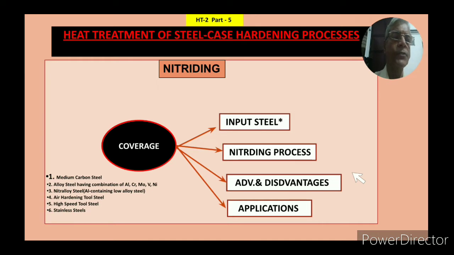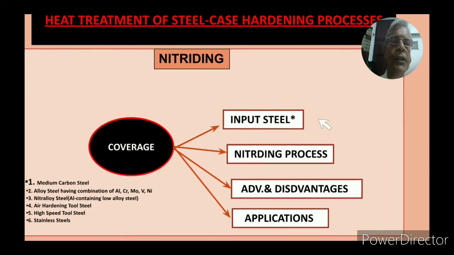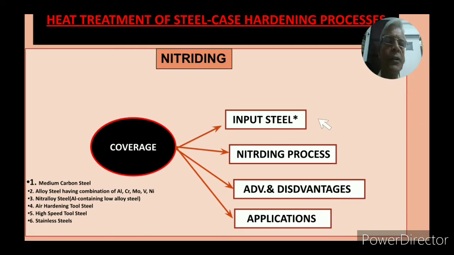In the coverage, first of all, input steel. What kind of steels can be used for nitriding? Generally, medium carbon steel is used. For details, I have already mentioned here, down below. You can see medium carbon steel, then alloy steel having a combination of aluminium, chromium, moly, vanadium, nickel. All these elements are basically nitride forming elements. That is why they are desired.